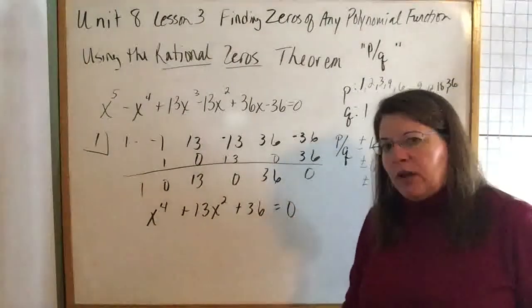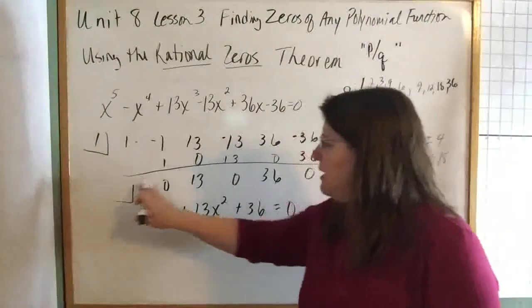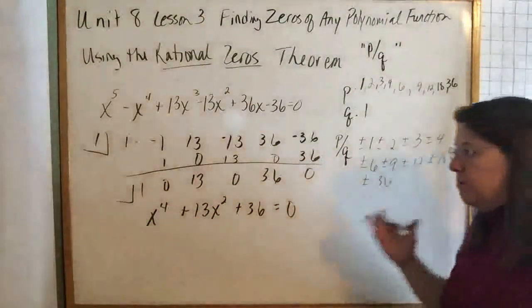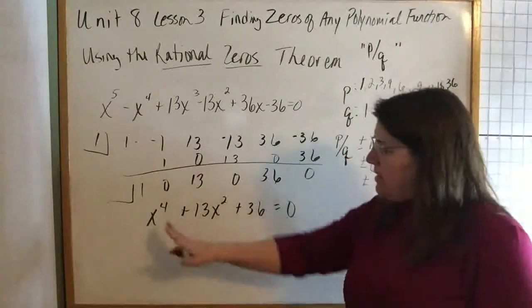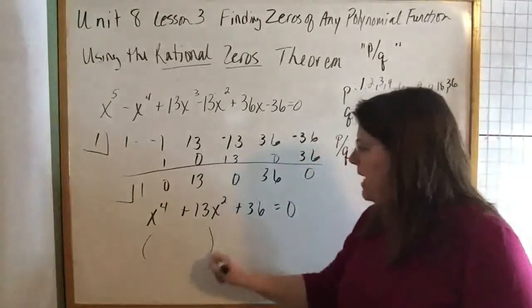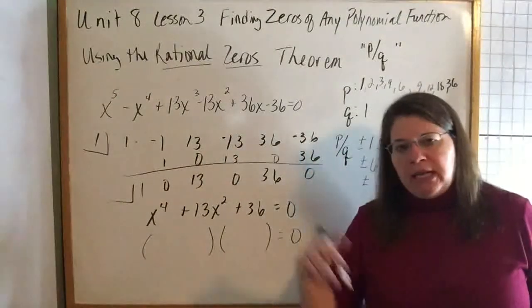And that equals 0. Now, looking at this, I could go through and do synthetic division again right underneath there with other numbers. But if I look at this, that's x to the fourth. The middle term is x squared. I'm thinking I might be able to factor this using the method we learned in the last section.